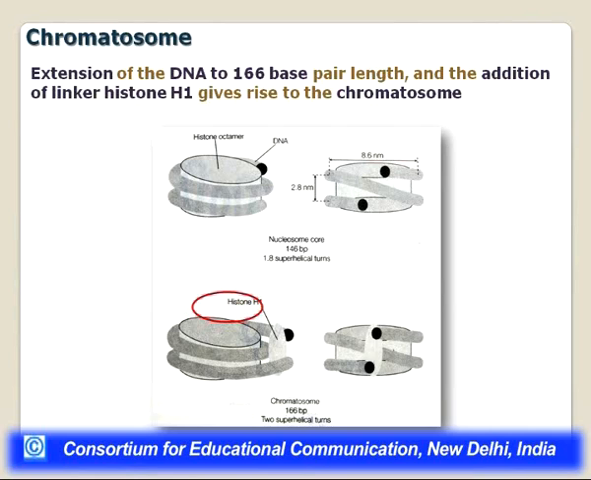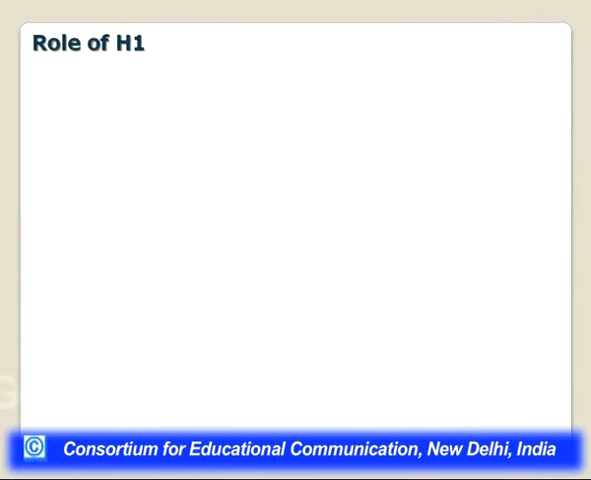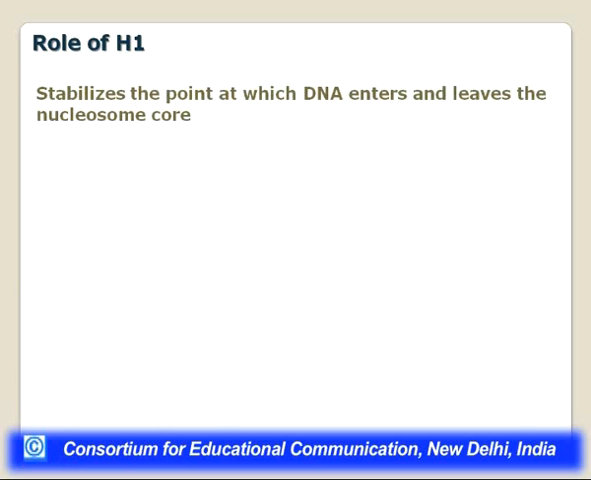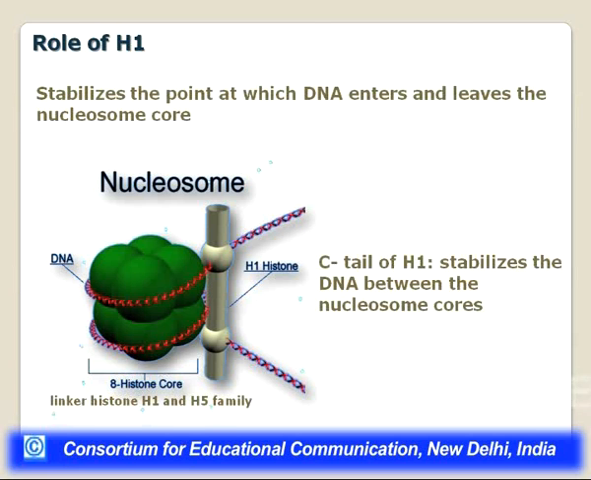And it will have approximately 2 superhelical turns, because the nucleosomal core particle has approximately 1.8, or precisely 1.67, superhelical turns. So that term is called the chromatosome. Now, what is the role of this H1 linker histone protein which we are talking about? It stabilizes the point at which the DNA enters and leaves the nucleosome core.